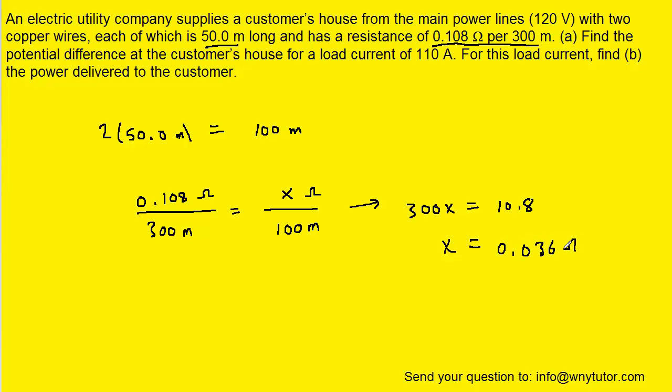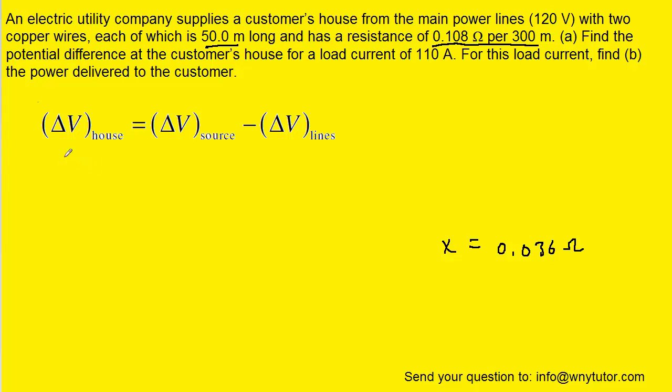0.036 ohms. We next note that the potential difference at the house will equal the potential difference produced by the utility company minus whatever potential is lost in the electrical lines themselves. The question noted that the potential difference supplied by the utility company was 120 volts, so we know the first delta V on the right side of this equation.